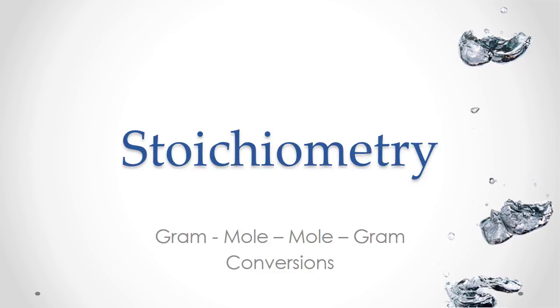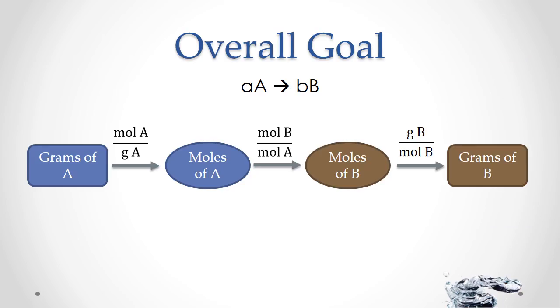In stoichiometry, we want to be able to convert from grams of one reactant to grams of either another reactant or a product. And we want to be able to go in a stepwise fashion. That's shown here in this slide.